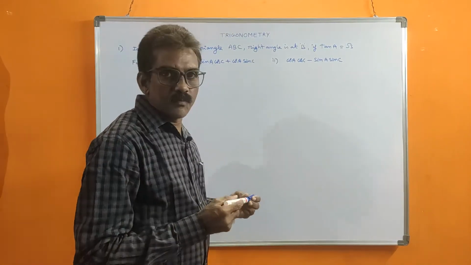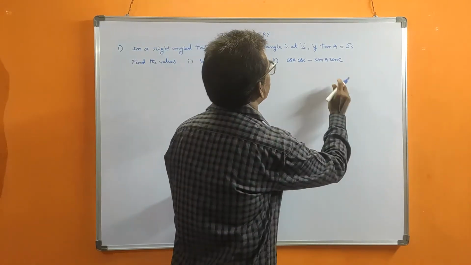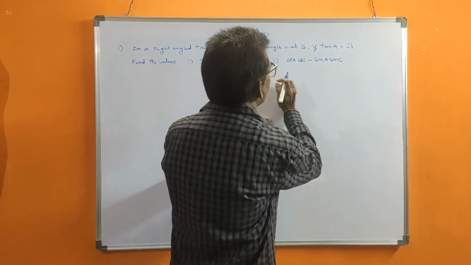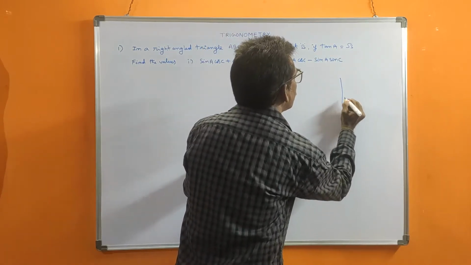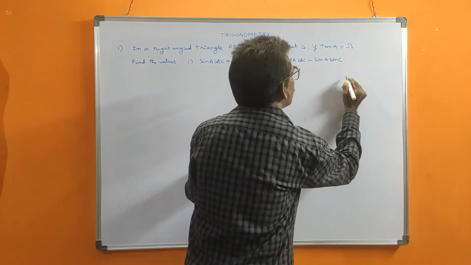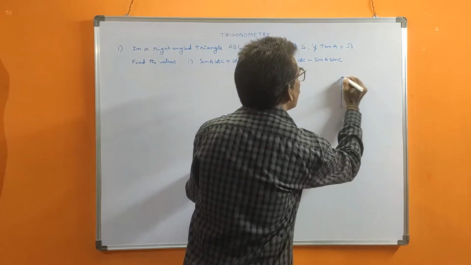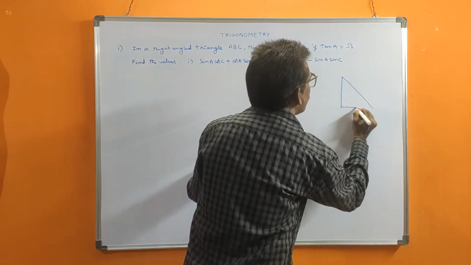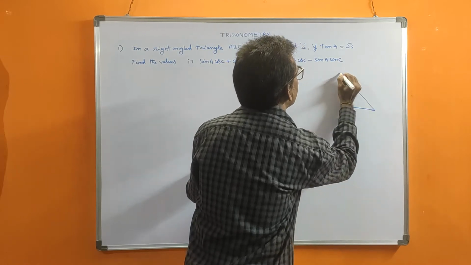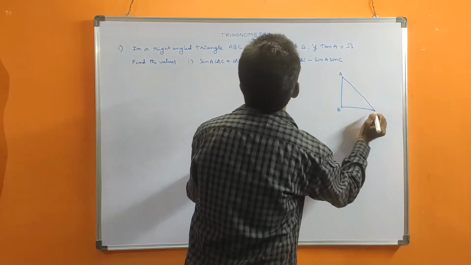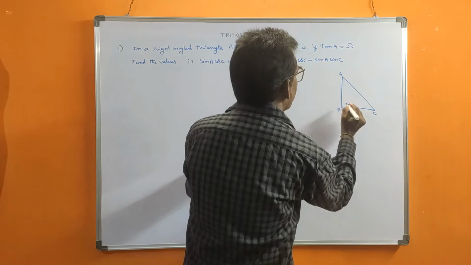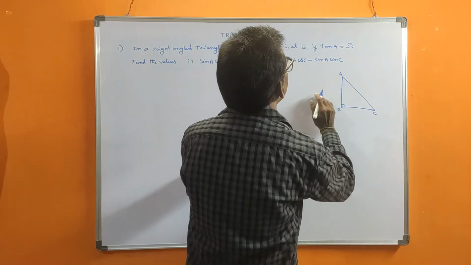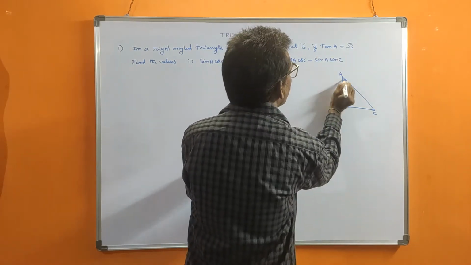Now this is a sum as usual. First, ABC only he gave. So consider a right angle triangle ABC. ABC only names are given. Right angle at B is also given. So right angle at B. According to A now, you take A.